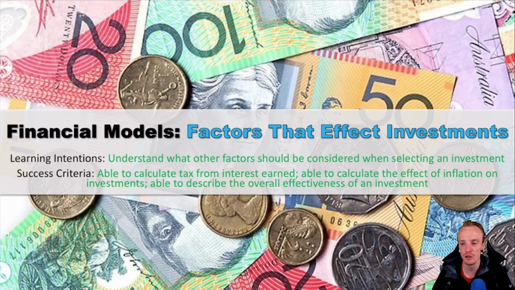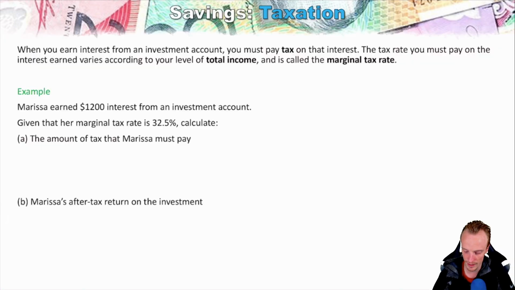So by the end of this, you should be able to understand what other factors we should consider when selecting investment. You should be able to calculate tax from the interest that's earned, which is what we're going to focus on in this video. Also, you should be able to calculate the effects of inflation on investments and describe the overall effectiveness of an investment by the end. So let's get started today with tax.